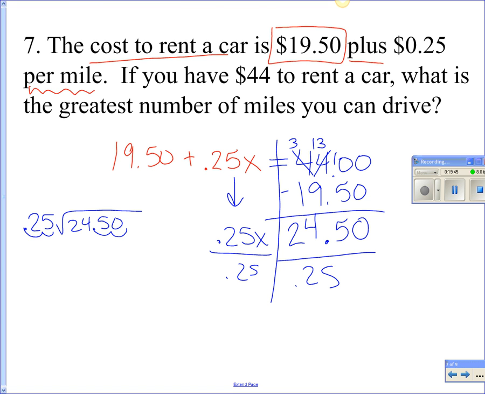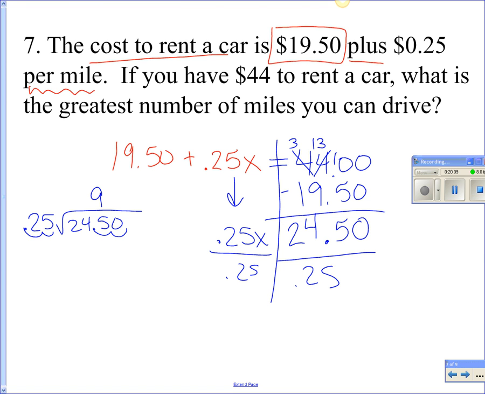Who's up? Caitlin, will 25 go into 2? Will 25 go into 24? Will 25 go into 245? So 25, 50, 75, 100, 125, 150, 175, 200, 225, and then it'd be 250. So I should stop at 225. How many is that? 9.